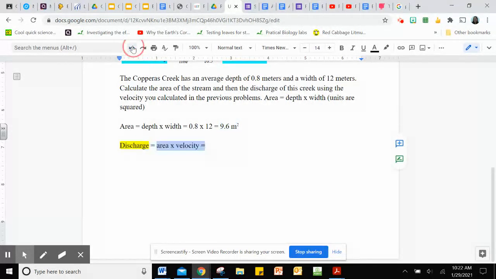Now to calculate discharge, discharge is area times velocity. We already calculated the velocity in the problem above. We just calculated area, so when you plug in your values and then you do the math, you get 22,857.12 meters cubed per minute. So that's the amount of water that Copperas Creek is moving per minute.